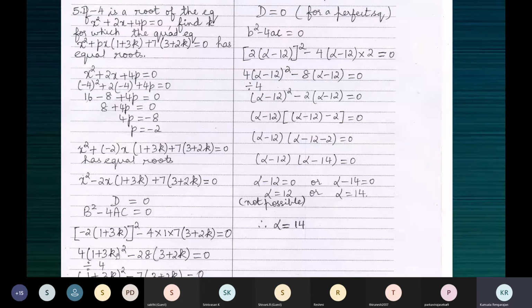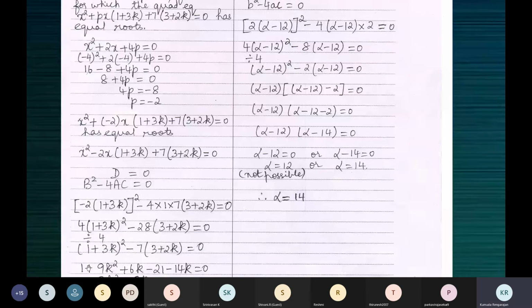Divide by 4 throughout, because you can see now in the left hand side we have only 2 terms separated by a minus sign. This is one term. And this is the second term. Both the terms have 4 in common. So divide by 4 throughout.